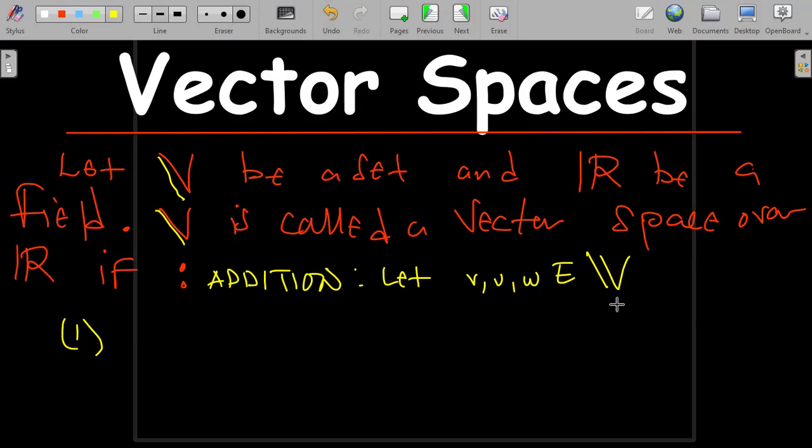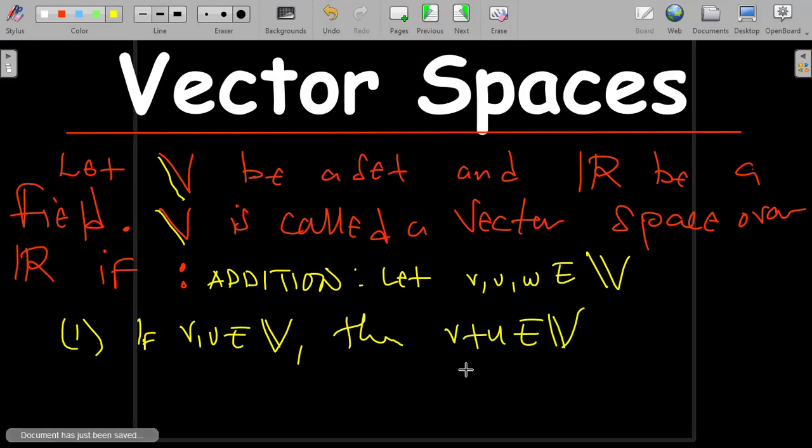What do we mean by has to be closed? It means when you get any two vectors in this set, their sum should also be in this set. So if V and U are members of this set, then V plus U should also be a member of this set. This is the first condition that must be satisfied for defining a vector space.